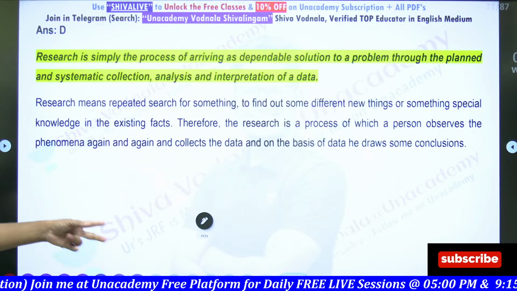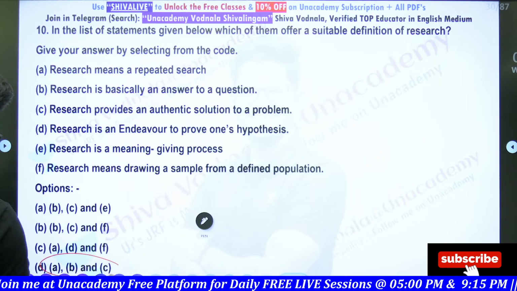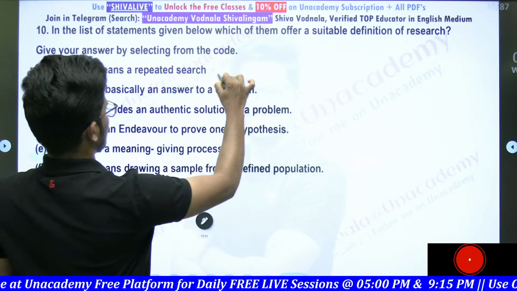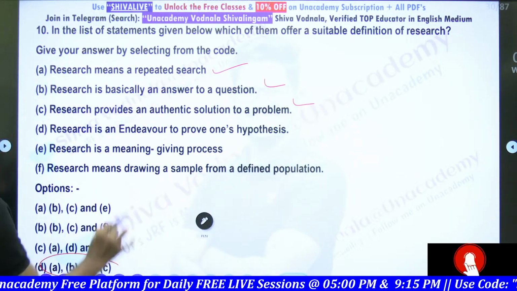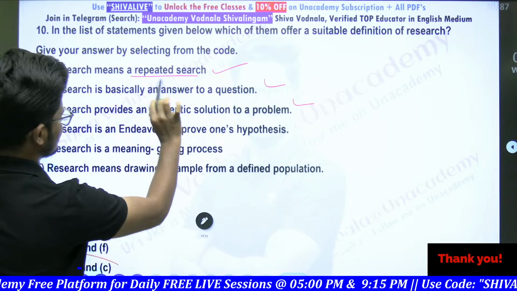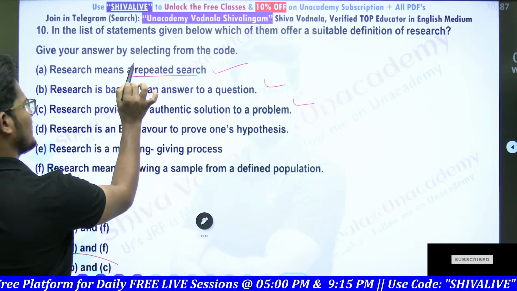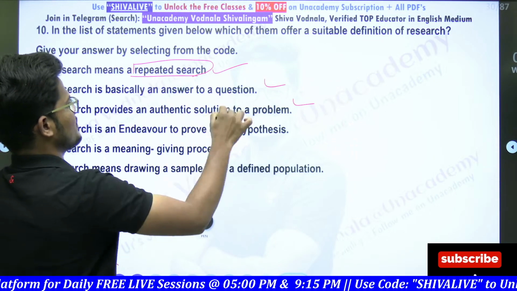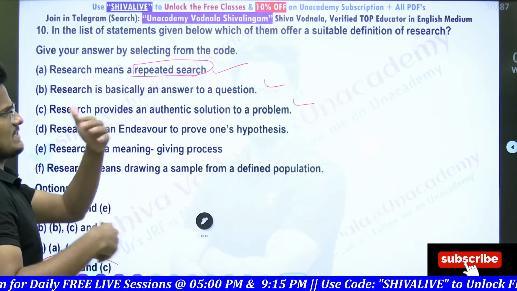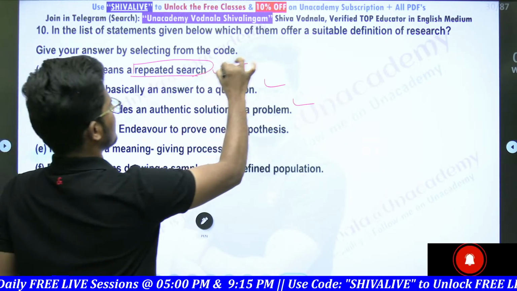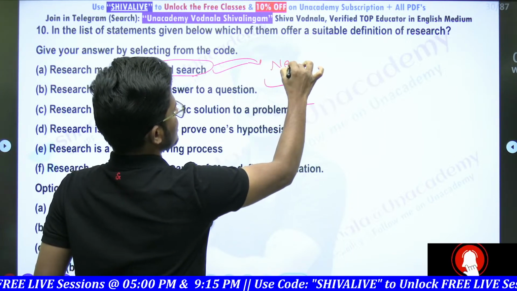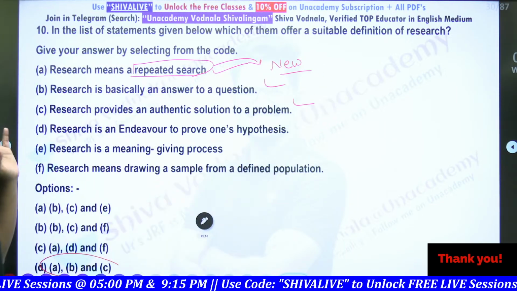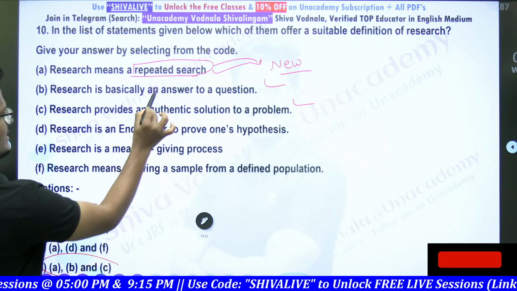So the answer is option D, which is correct: statements A, B, C fall under the definition. Research means a repeated search. Actually, this statement is partially true. It is not about a repeated search, but in the process of repeating our searching again and again, we are going to draw new conclusions. That is the meaning of the first statement. It is basically an answer to your question.